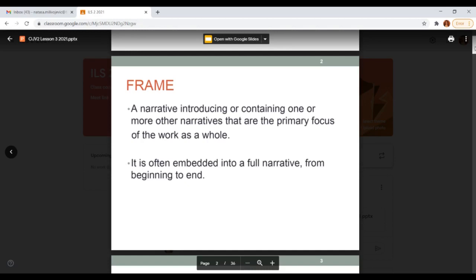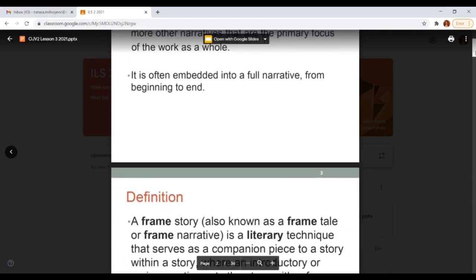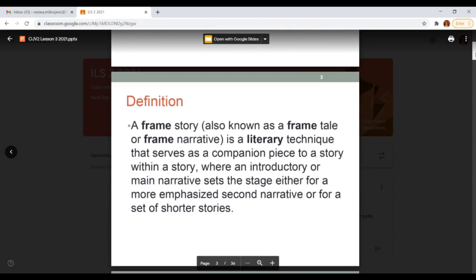So a narrative then is, as it says here, a story introducing or containing one or more other stories. And the primary focus will be on the frame story, but the focus also may shift as the story goes on, or as the story actually takes place. If we want to define it, we usually call it a story within a story.